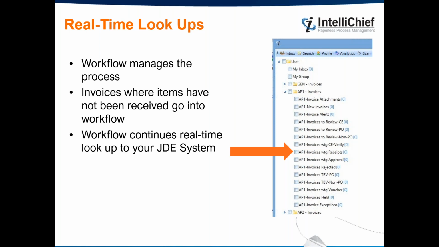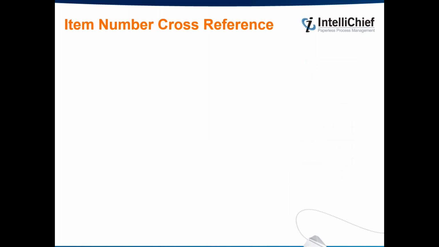But you don't have to go in there and check and work those. IntelliChief is constantly checking JD Edwards, and once those goods have been received, IntelliChief will pull that invoice out of invoices waiting receipts automatically, and it will attempt to perform the match for you. So it's going to automate that entire process.